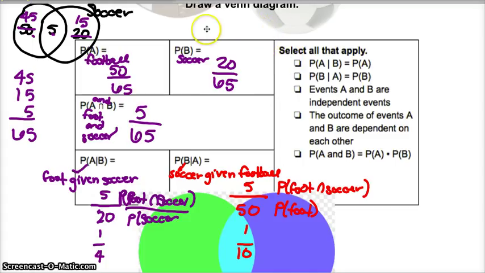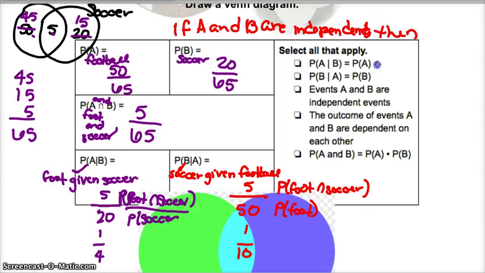If an event is independent, then this should be true, this should be true, this should be true, so then we would also pick that. So let's compare. If we look at our probability of A given B, we found it to be 1/4. Does that equal what we got for the probability of A? Well, we didn't reduce 50 over 65, but it's definitely not 1/4, so no.